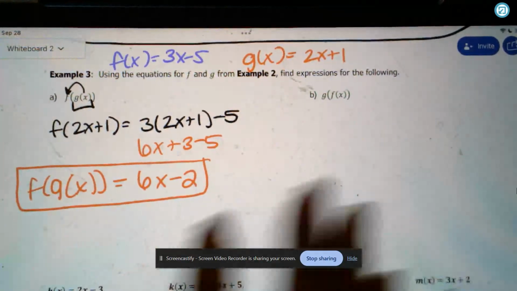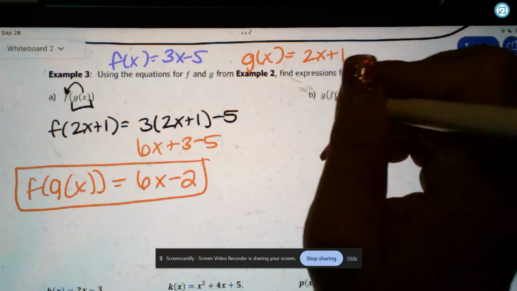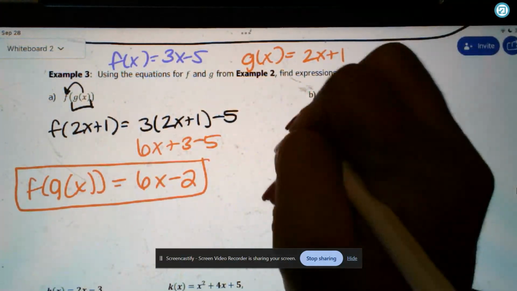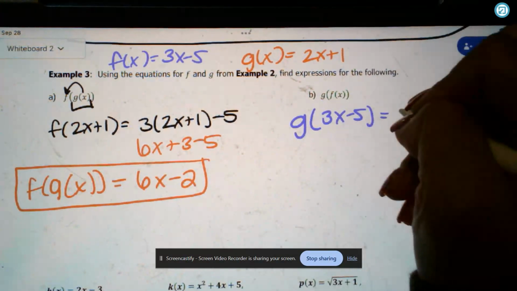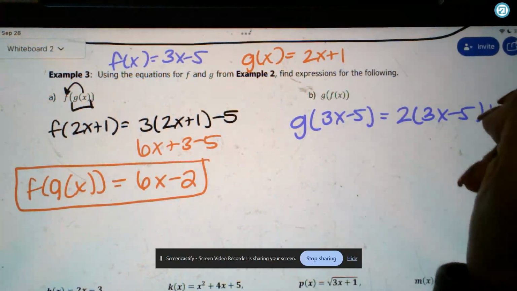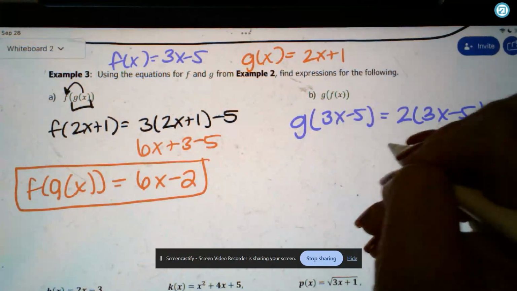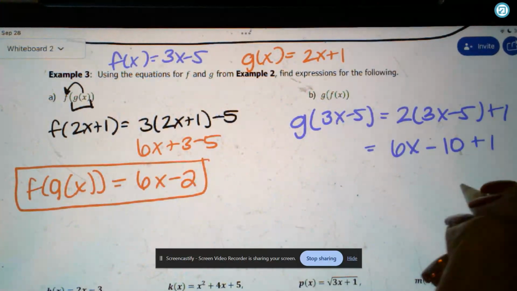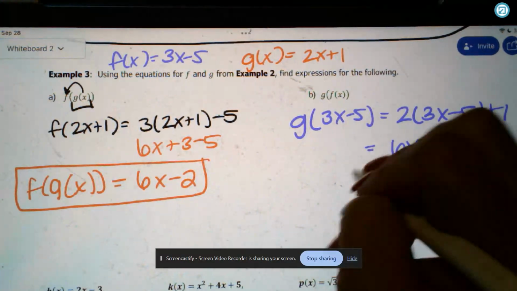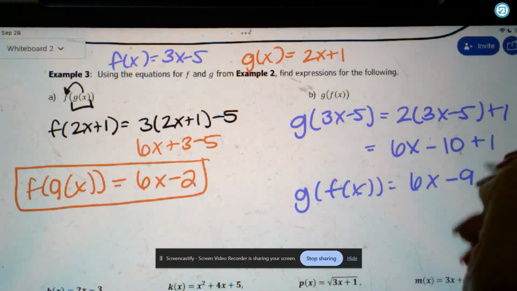Okay, nothing new. Now we're going to do the same thing for the second one, except this time we're going to do f into g. So I'm going to do g of 3x minus 5. That's going to be 2 times 3x minus 5 plus 1, which is going to give me 6x minus 10 plus 1. So g of f of x equals 6x minus 9.